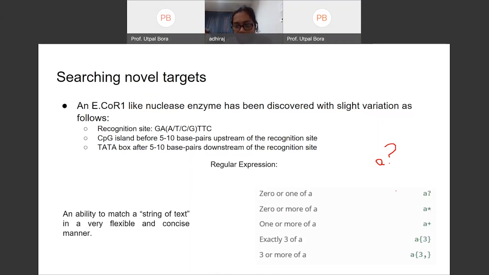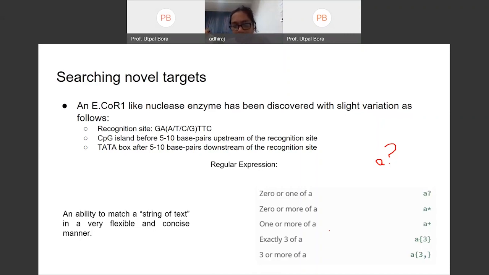Then we have one or more of A. If there is an A, continued by another A and another A and another A like that, give me the whole sequence of A. That will be done by A plus. Just try. You don't need to memorize all these things. You just need to understand it. The whole list of arguments is given on the website.